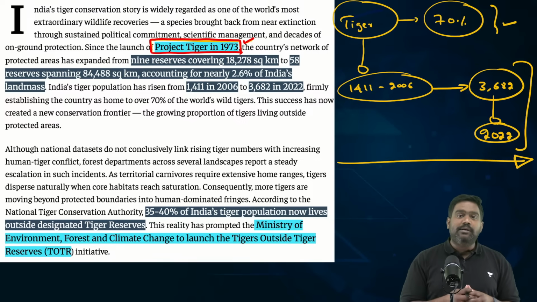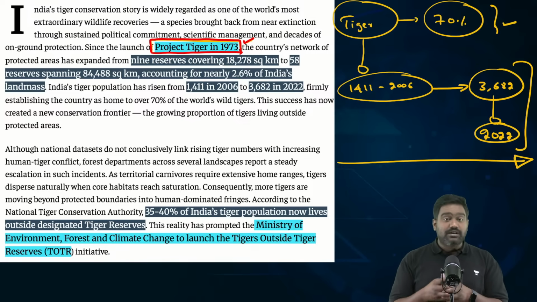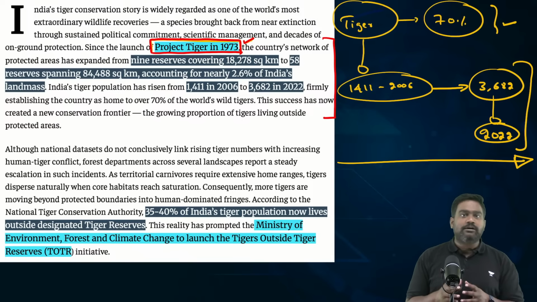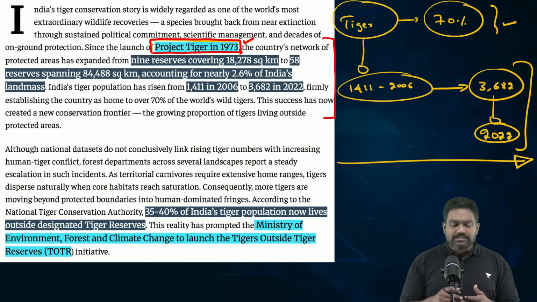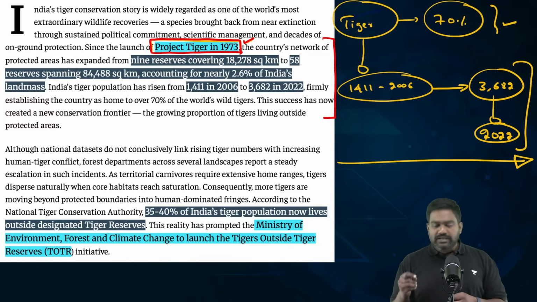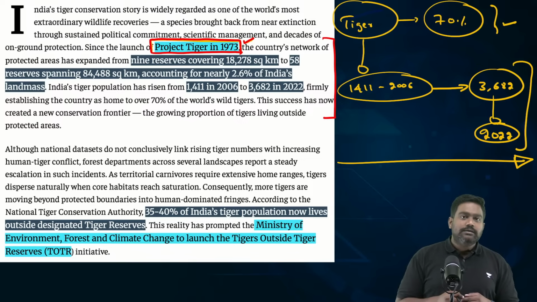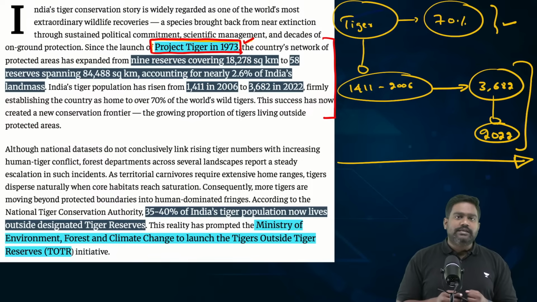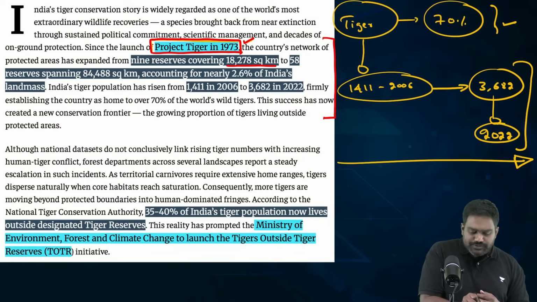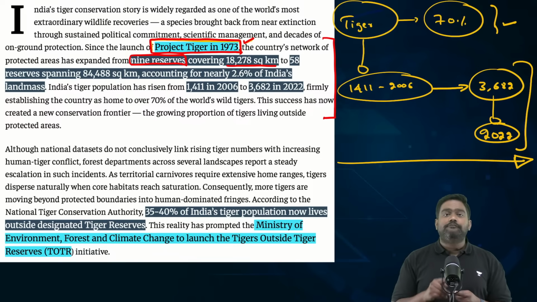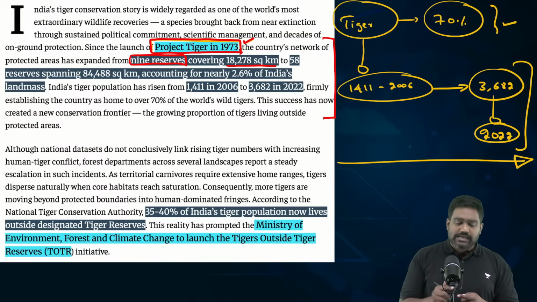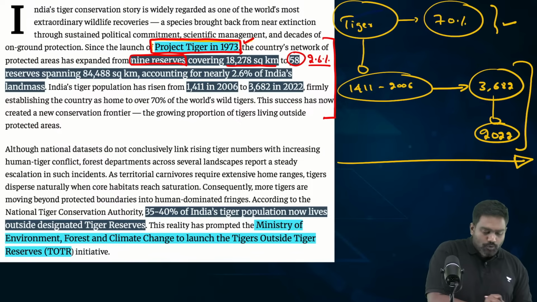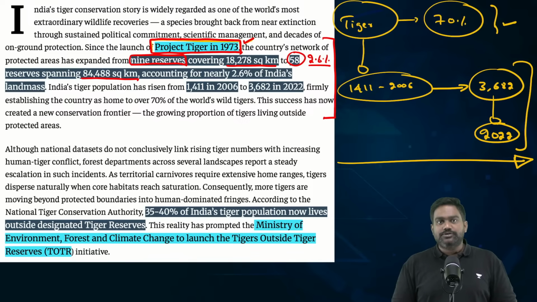It was not effectively implemented in the 80s and 90s. But once it was revived in 2006, and once greater attention was paid to tiger conservation as a national priority, India has done remarkably well under Project Tiger to increase the tiger population in the country. When Project Tiger was launched, we barely had around 9 tiger reserves. They stretched around 18,000 square kilometers. Today, we have 58 tiger reserves, and they cover nearly 2.6% of India's land mass, stretching over 84,000 square kilometers.